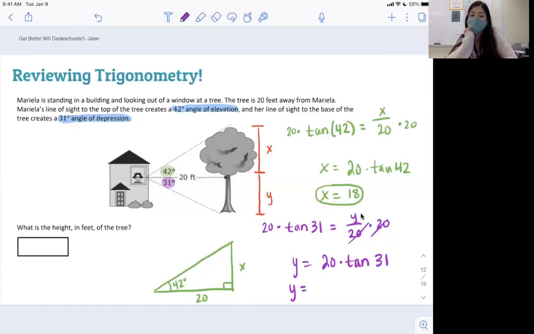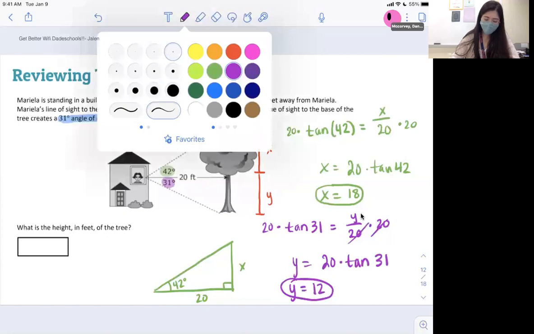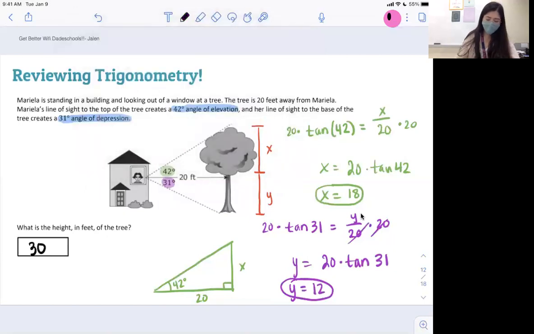12.6. Use your calculator, Daniel. 20 times the tangent of 31. 12 point what? And so to the nearest 10th, what's that going to be? 12.6. So what's the height of the tree? 30 feet.